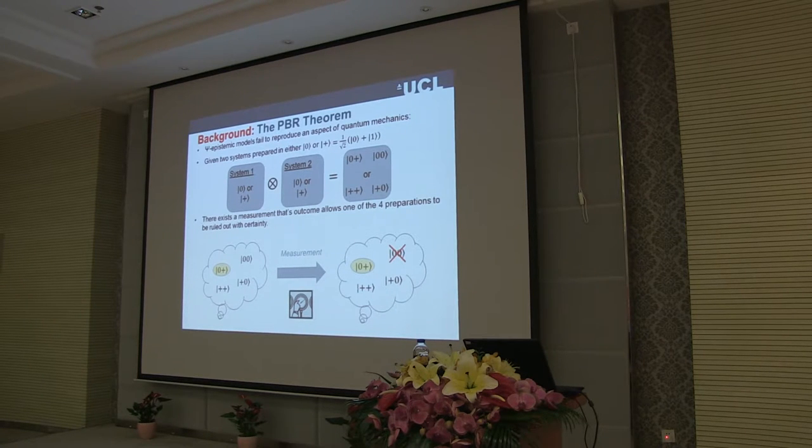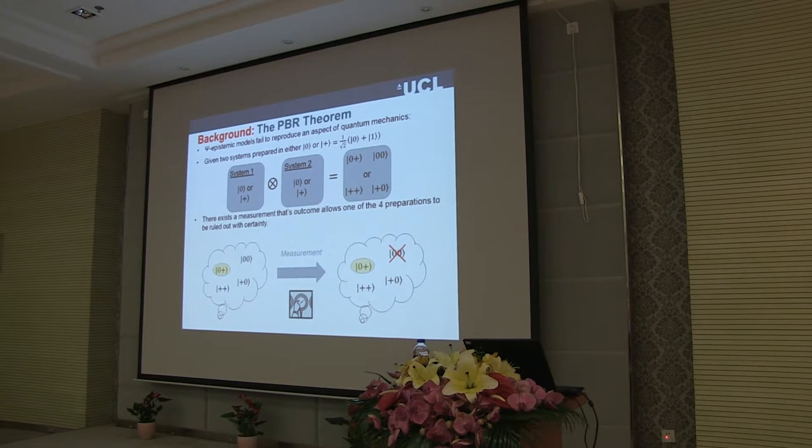And then what happens is as follows. Let us say we have four possible states in our ensemble, and then a measurement can be done. What they exhibit is that you can do a measurement which with probability one rules out some state. Note that these states are not orthogonal.